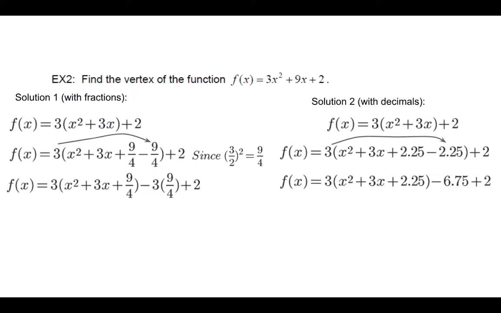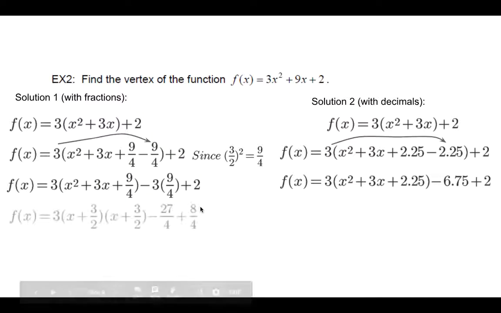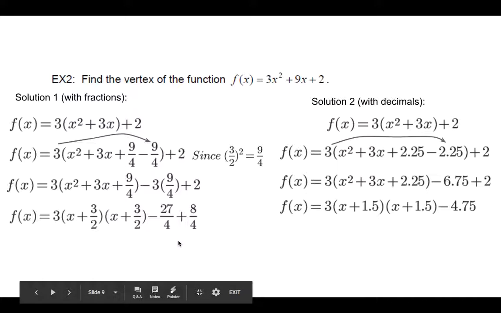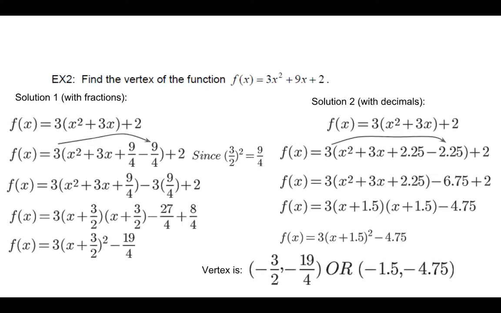Then you factor the trinomial, and you're going to have to do a common denominator here. Since you're over 4, you can just change the 2 to an 8 over 4, and then 9 times 3 is 27. Factored is x plus 3 over 2. It's the same number twice. x plus 1.5 on the right side. And so factored form looks like this, with the vertex at -3 over 2 and -19 over 4, or -1.5 and -4.75.